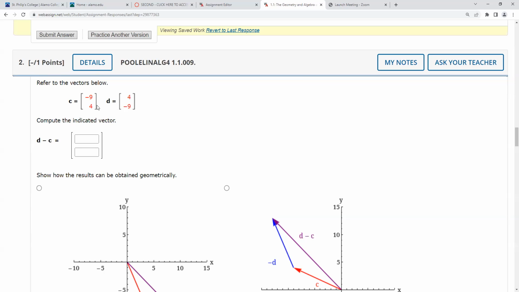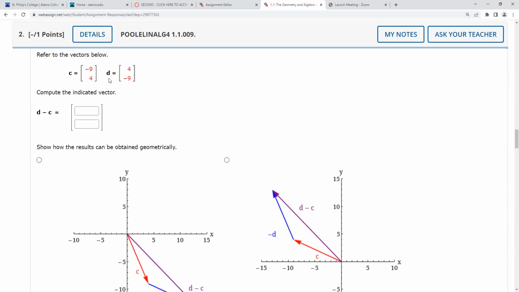Be careful. Sometimes you're going to make mistakes with the sign. Okay, so 4 minus -9. Okay, so it's going to be +9. That means it's going to be 13. You're going to write down 13 here. -9 minus 4 is going to be -13. Okay. Here is 13. Now here is our vector and -13.